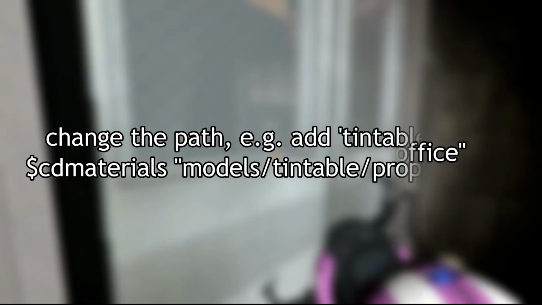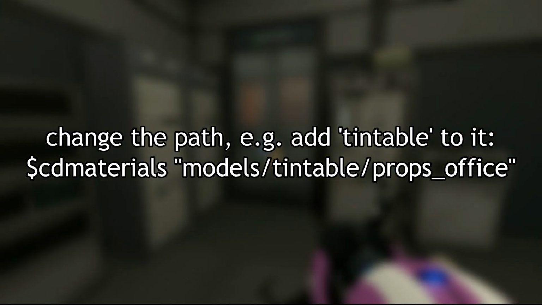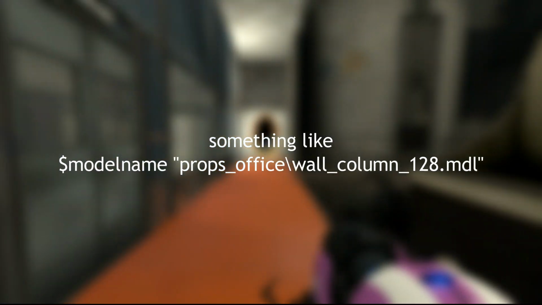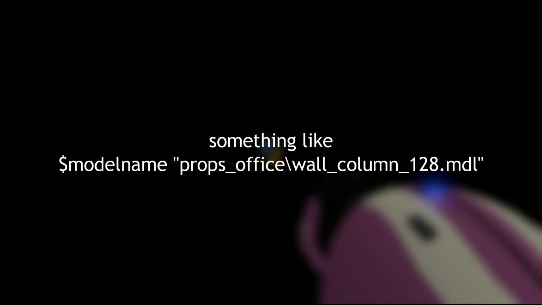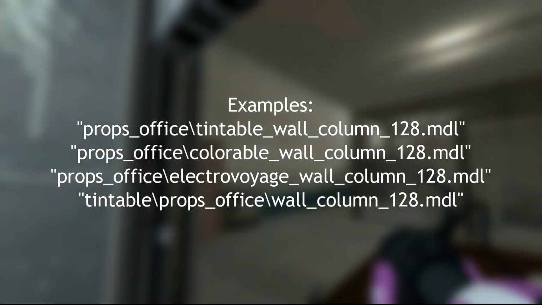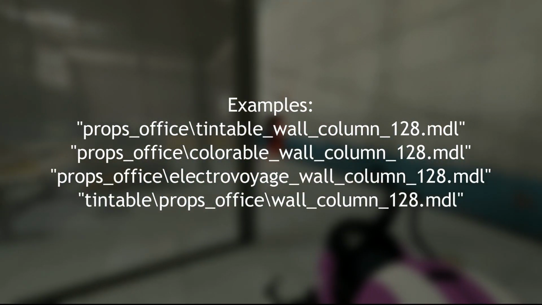Change it to point to a custom folder like model/tintable/props_office for example. Then change the model file name. It will be something like props_office/wall_column_128.mdl. You can add the word tintable to it, or any other way of differentiating it from the vanilla model.